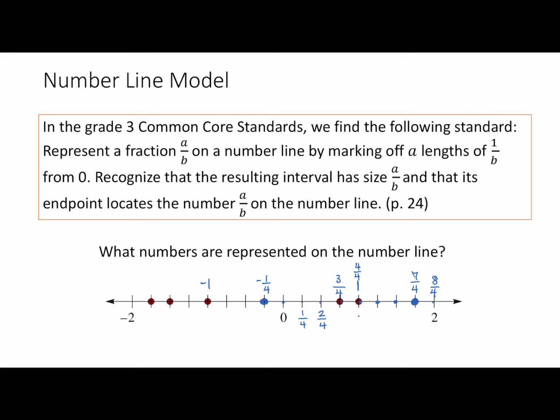And same idea to the left. So I've got -1 is -4/4. And so I've got -5/4. This is going to be -6/4. And this is -7/4. Now, of course, -6/4 reduces, and we're going to talk about what that means in just a bit.